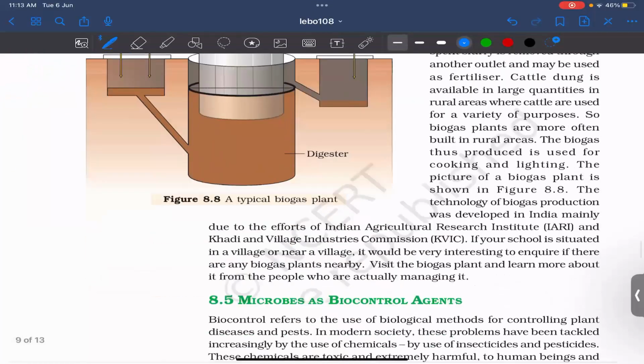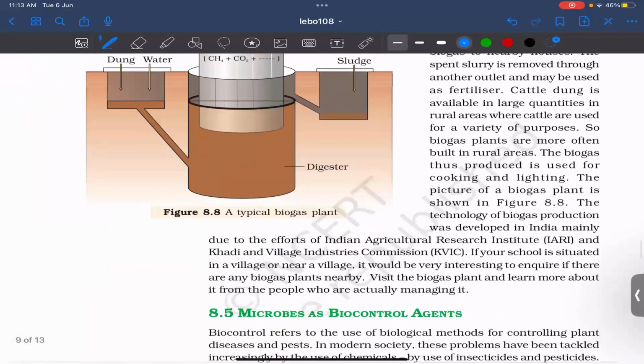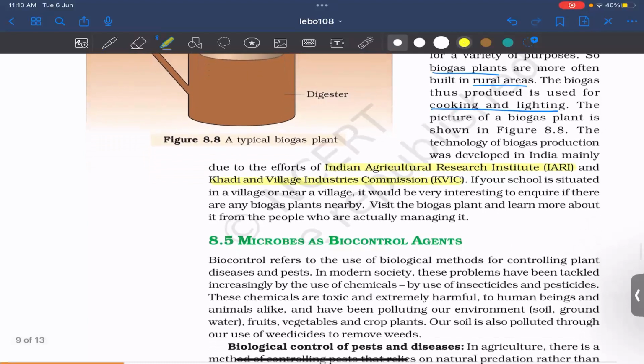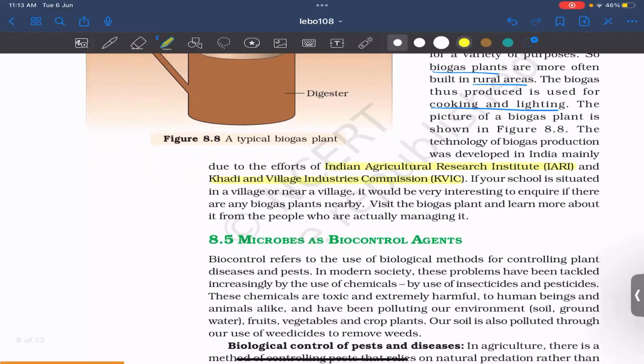Now next, it can be used as a fertilizer. Biogas plants are mostly built in rural areas and can be used for cooking and lighting. Now here, one word: due to the efforts of the Indian Agricultural Research Institute and the Khadi and Village Industry Commission, it has been promoted. Now you need to remember these two names.